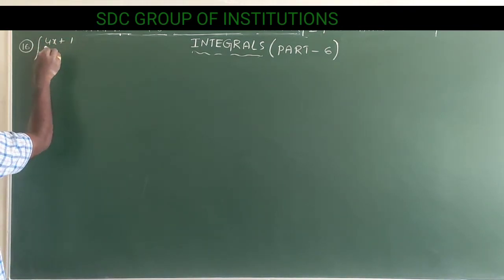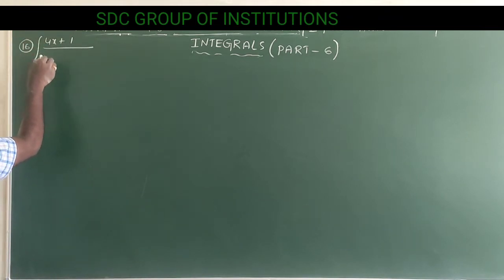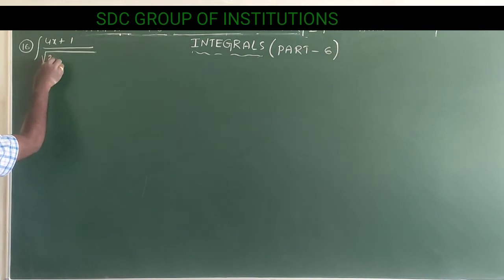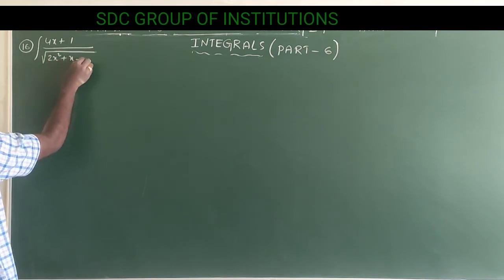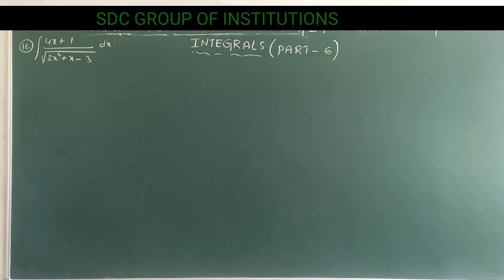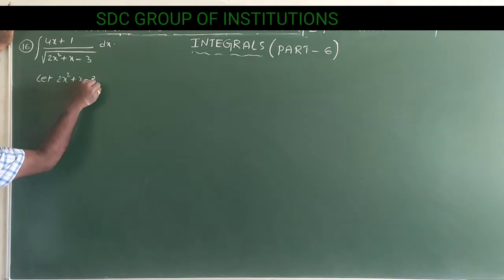Integral 4x plus 1 by under root of 2x square plus x minus 3 dx. First, px plus q is equal to a into, okay, you can do this question by type 3, but type 3 is lengthy. We have a simple way. Direct formula you can apply, or I can take 2x square plus x minus 3 is equal to t.